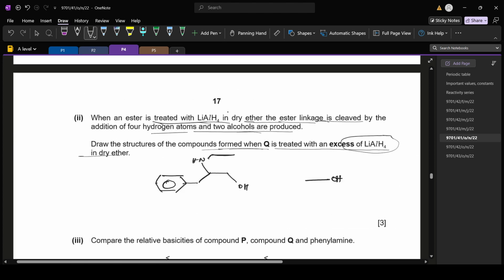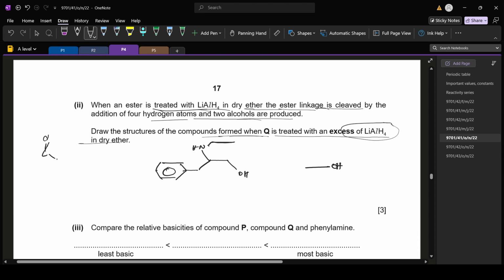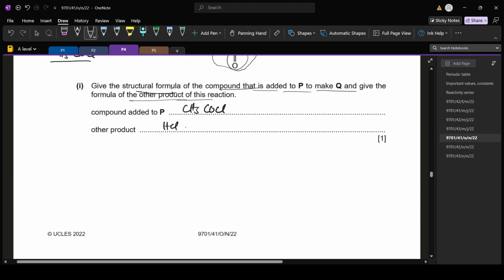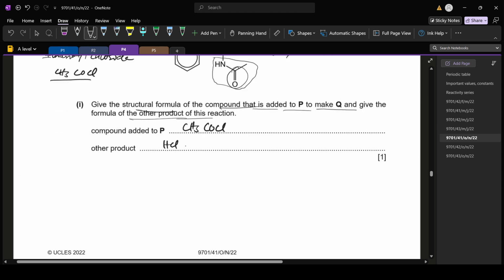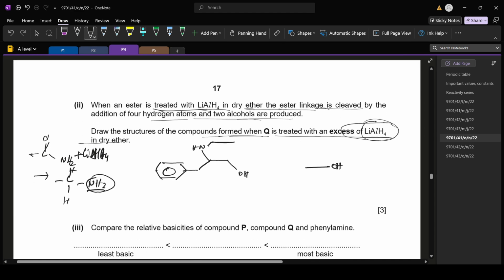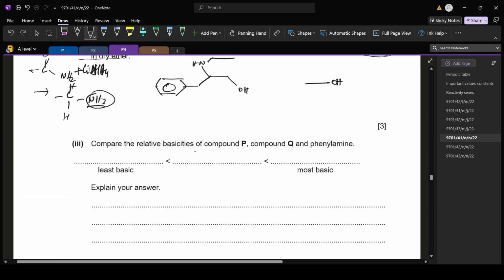You have to remember this, that this amide group reacts with LiAlH4, it forms CH2NH. Okay, this was an important part. And this ester group changed into carboxylic acid, and the carboxylic acid is further reduced to alcohol because the excess of LiAlH4 is used. Okay. Now to compare the relative basicities of compound P, Q, and phenylamine.